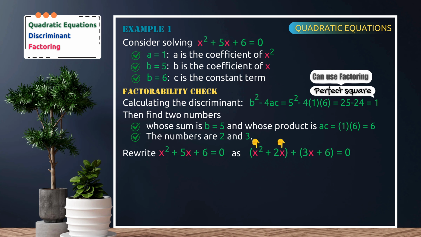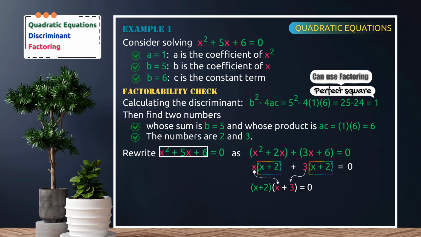The first expression has x in common, so we pull it out to get x times x plus 2. The second term has 3 in common, so we factor it out to get 3 times x plus 2. Both expressions now share x plus 2, so we factor this out, leaving x in the first term and 3 in the second. Successfully, we have factorized x squared plus 5x plus 6 into x plus 2 times x plus 3.